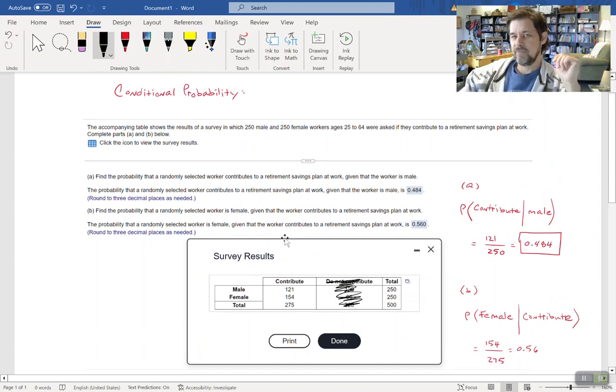Okay, so just keep in mind with conditional probability, we're working with an assumption that something has already happened, okay? That the worker is male, or that the worker contributed, and that will narrow down our data somehow. We're either going to ignore the females if the assumption is that the worker is male, or we're going to ignore the workers that didn't contribute if the assumption is that they did.